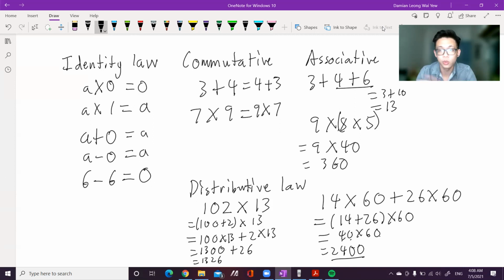Right? So make sure you do your practice, make sure you really understand, make sure you can master all these parts of your Form 1 chapter 1. Okay.